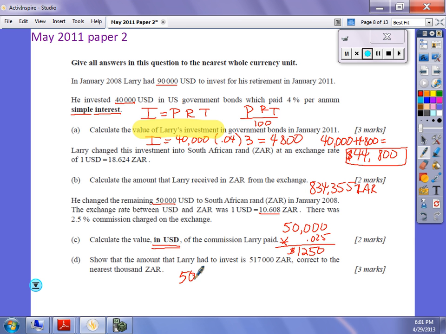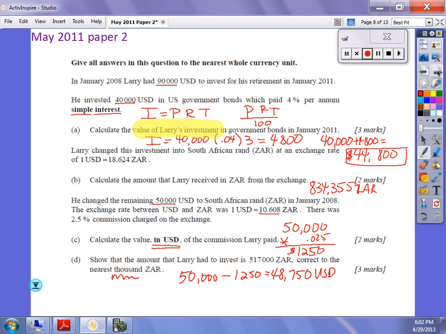So now, how much does he actually have to invest? Well, he's got 50,000 minus 1,250. So he actually has 48,750 US dollars to invest. We have to show that the amount he has to invest is equal to 517,000 Rand, correct to the nearest thousand.